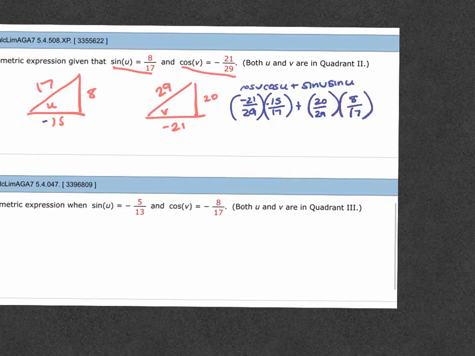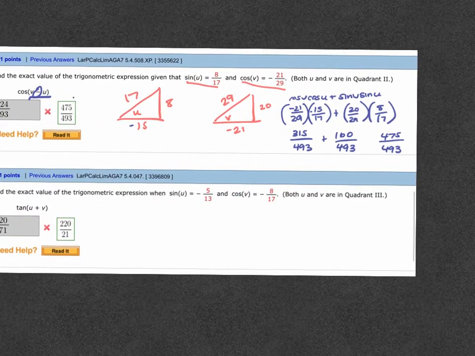So 21 times 15. This is positive 315 because they're both negative. Over 29 times 17, 493, plus 160 over 493. So I get 475 over 493, which was this answer.